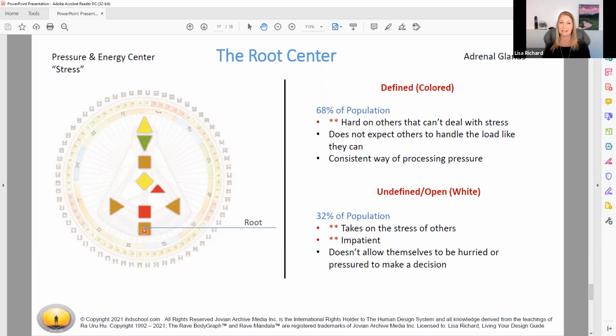So what happens is sometimes you can have an expectation that everybody should be able to work to the degree that you can. And again, this is the awareness of energy. This is appreciating the other energy types and knowing that there's going to be a pocket of the population that has that center open that doesn't operate on that same level.